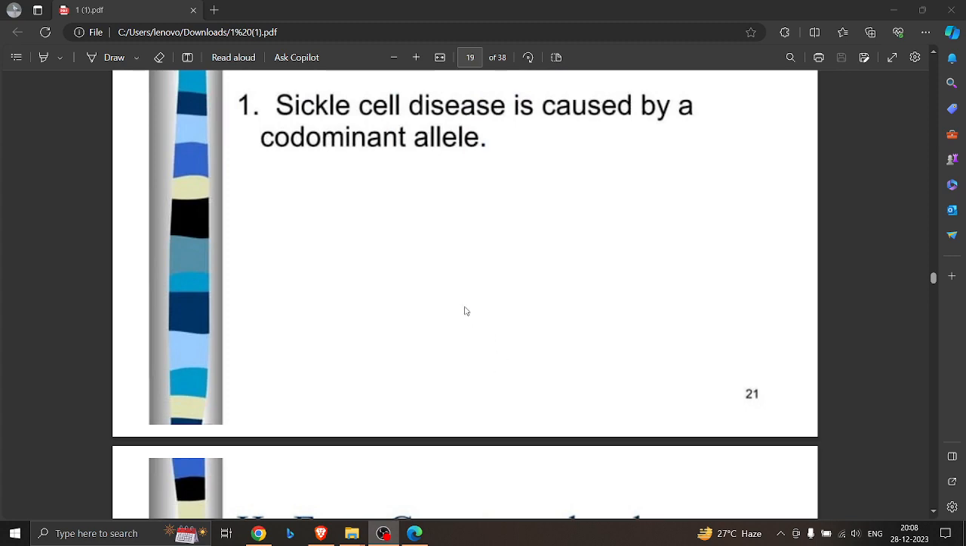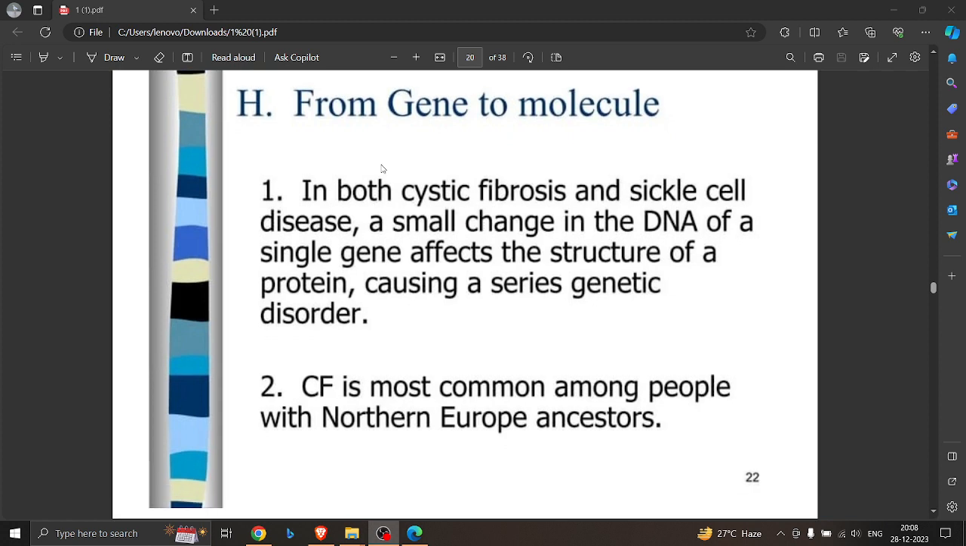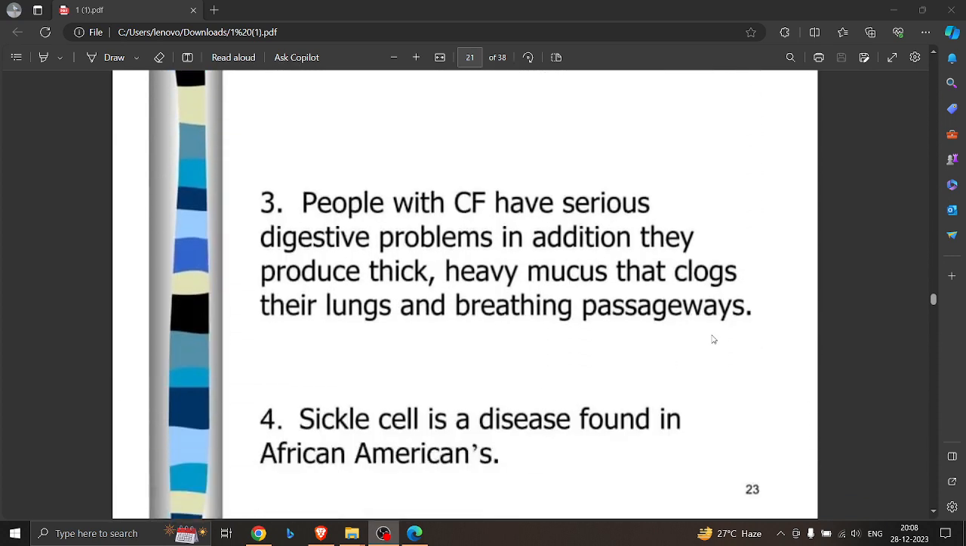Sickle cell disease is caused by a codominant allele. In both cystic fibrosis and sickle cell disease, a small change in the DNA of a single gene affects the structure of a protein, causing this series of genetic disorders. Cystic fibrosis is most common among people with North European ancestors. People with cystic fibrosis have serious digestive problems. In addition, they produce thick, heavy mucus that clogs the lungs and breathing pathways.